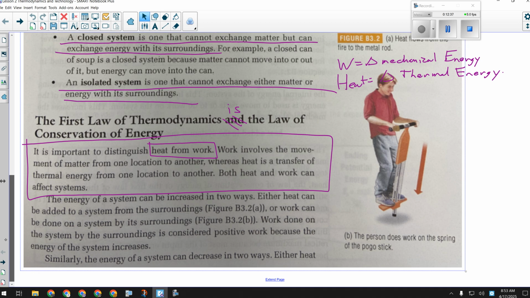That doesn't mean the energy is being destroyed, and it doesn't mean it's being created. It is coming from somewhere else or going somewhere else in the form of either heat or work, because heat is a transfer of thermal energy and work is a transfer of mechanical energy.